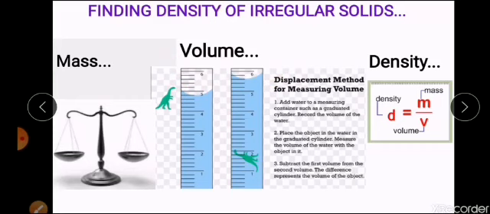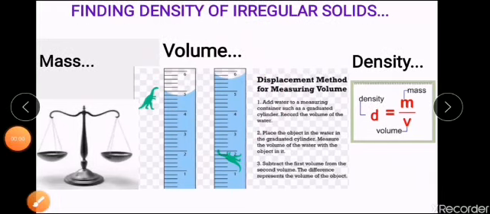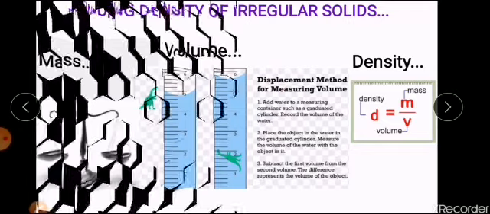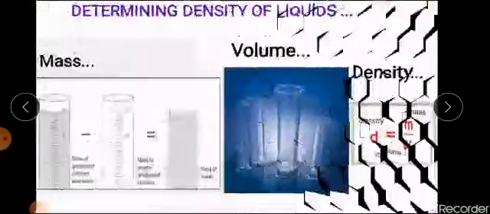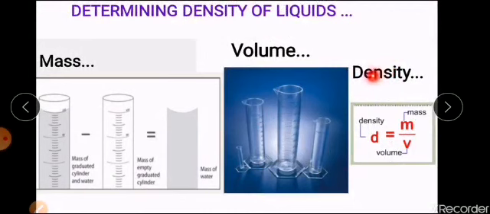So you are having some experiments or activities with regard to this in your textbook. Read that activities properly. It will be much more clear for you. Till now, we have been discussing how to find out the density of regular and irregular solids. Now we are going to see how to determine the density of liquids. So as usual, to find the density, we need to find out the mass and volume first, so that we can apply directly in the equation and find out the density.